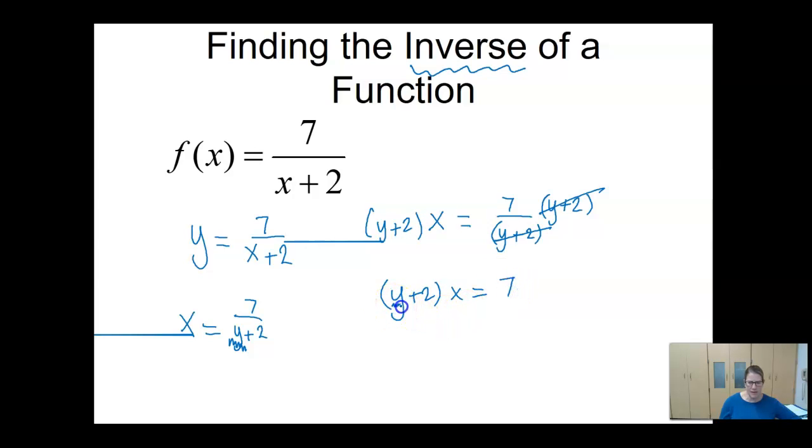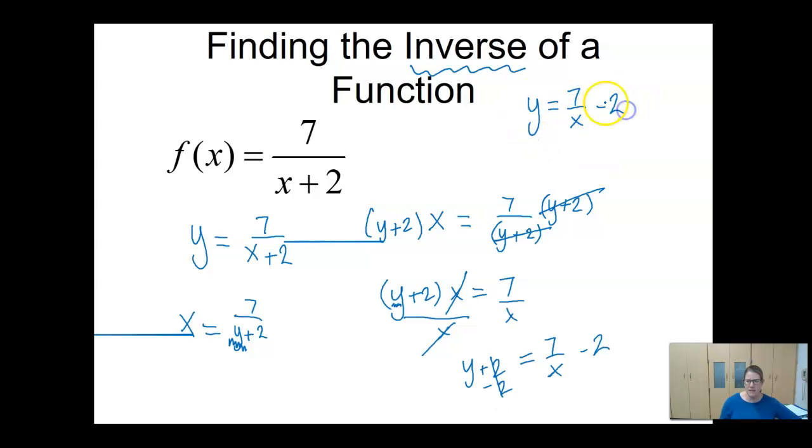Again, this is what I'm trying to get by itself, so I want to undo first anything that's outside of my group, and then I can undo things that are inside of the group. So if this is multiplied by x, I need to undo that by dividing both sides by x. So y plus 2 equals 7 over x. And now all I need to do is subtract 2 from both sides, and I have y. So y equals 7 over x minus 2. This is the inverse function. So now that I have it back in terms of y, I can replace my f of x with my f inverse of x. This is the inverse function to this one.